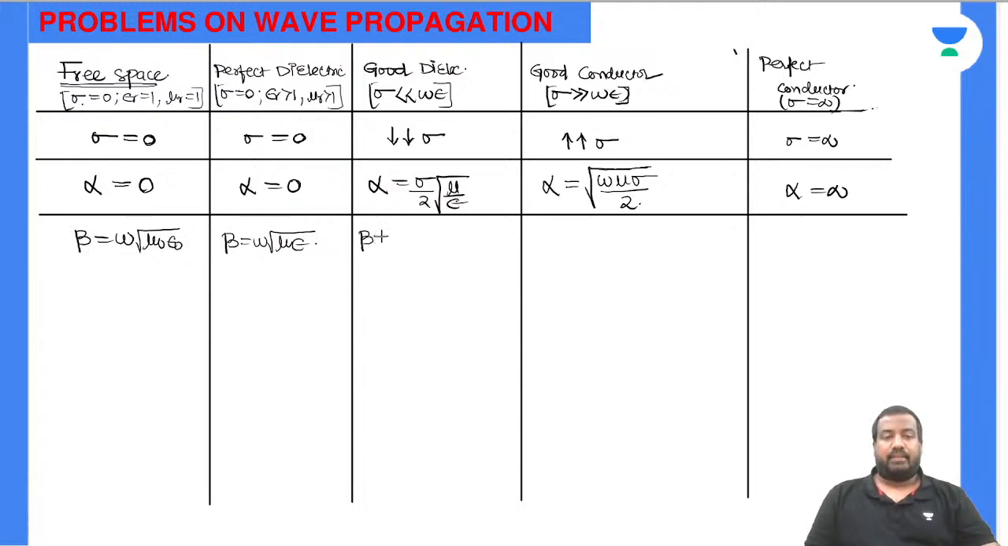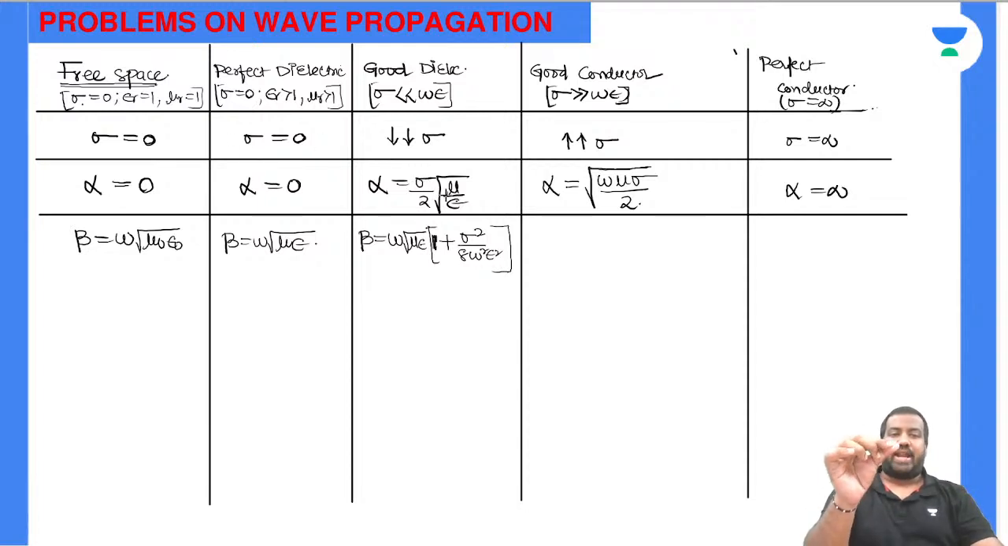And here, for a good dielectric, beta value is omega into under root of mu epsilon into 1 plus sigma square by 8 omega square epsilon square. This is also derived. Previously sigma was 0, now a small sigma got added in the good dielectric. Because of this, what is happening?